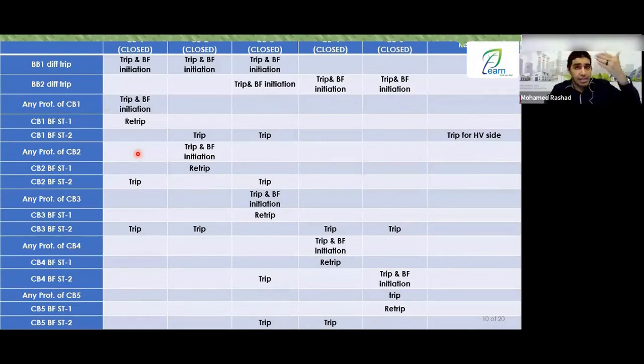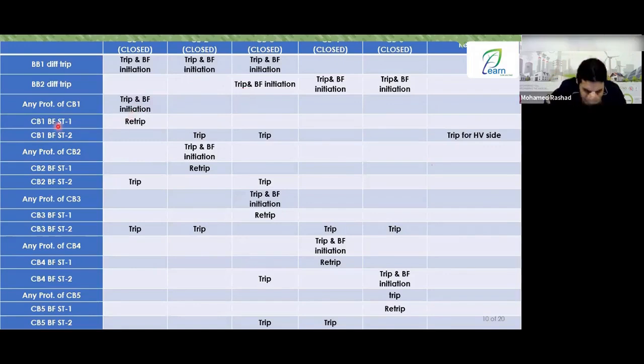All right, very good. Transformer in a chamber, so what will be its upstream? Its upstream, all right, very nice. So any protection on circuit breaker 1 will trip only circuit breaker 1 and initiate a breaker failure in case it fails to open. Then circuit breaker 2 and circuit breaker 3, which are the breakers next to it on the same bus, will trip immediately, as well as my bus section.